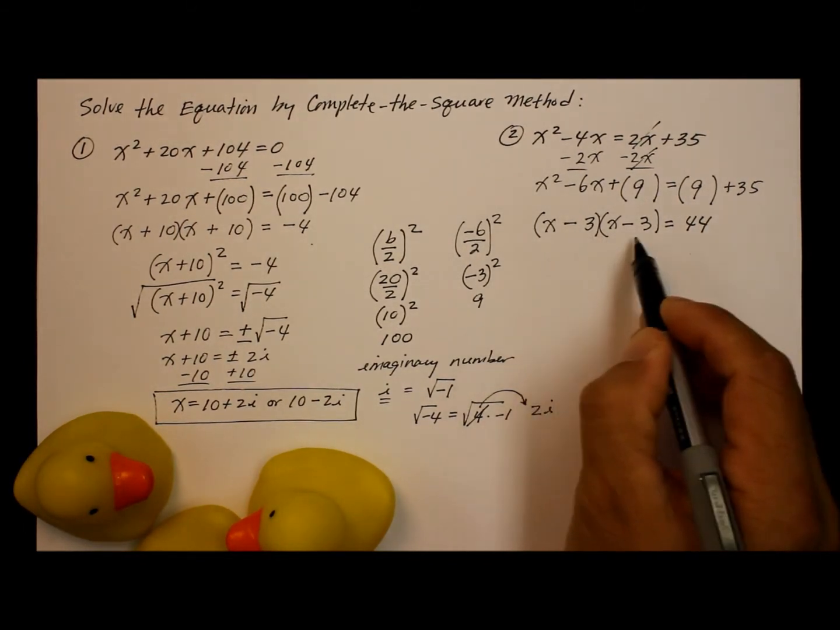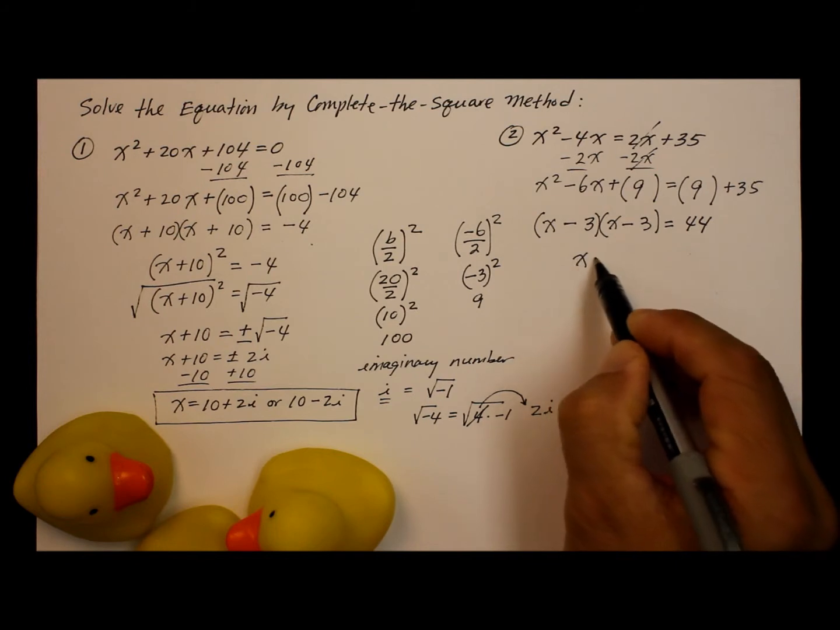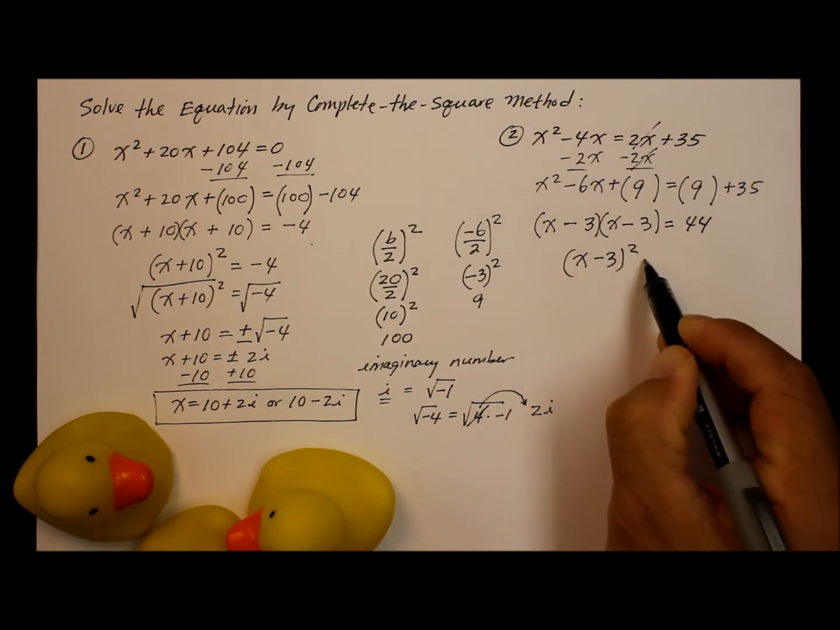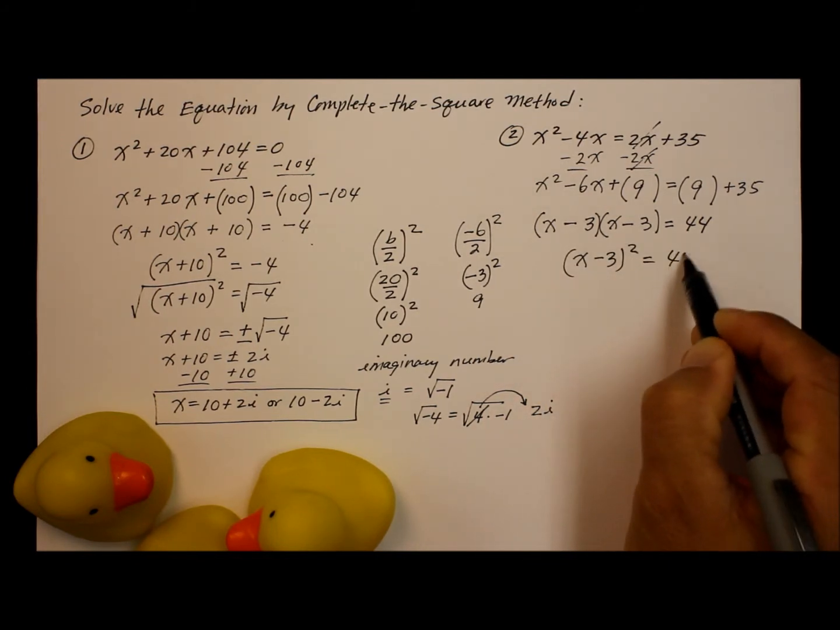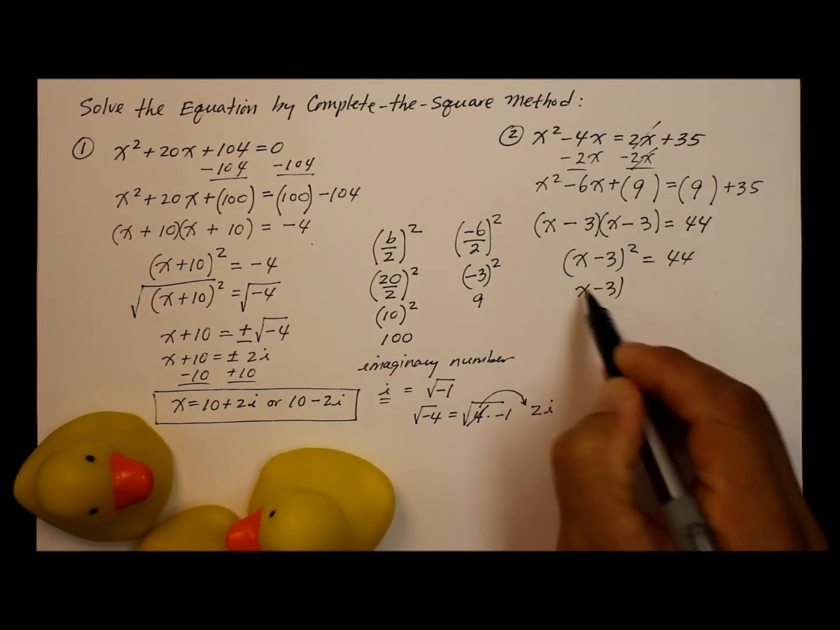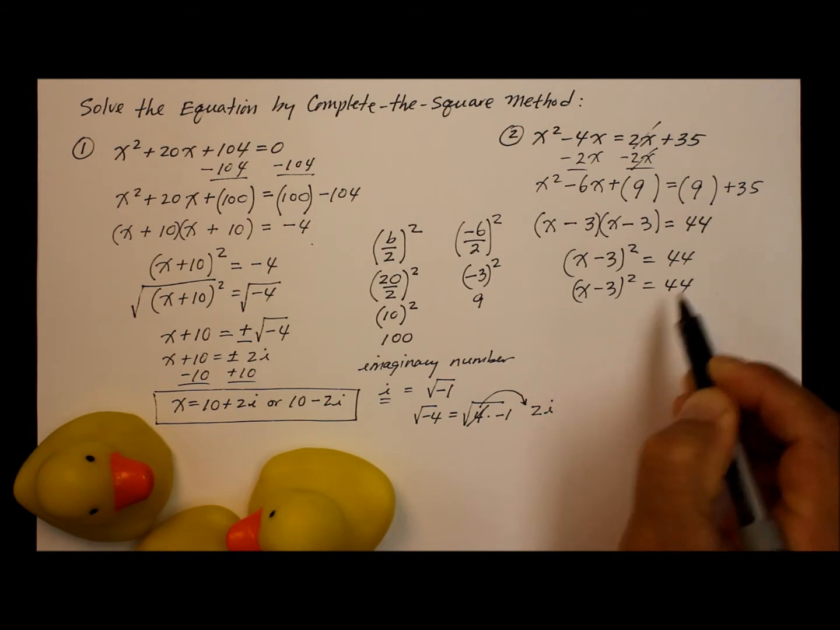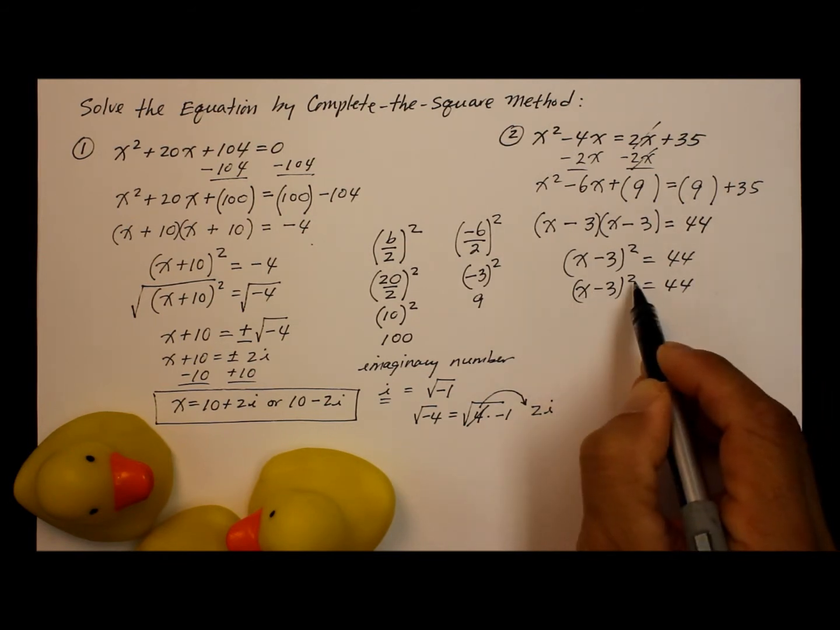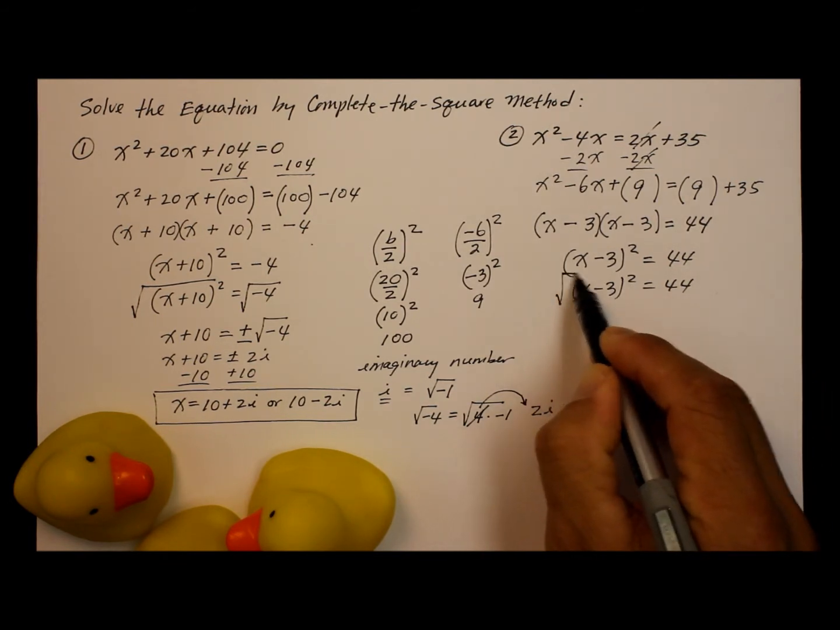Now, since this is an identical binomial, we could write that as a square. And that's 44 on the right. Now, let me write that again twice to reduce the clutter. And now we're going to solve for x by doing the inverse of a square, and that's going to be square root.